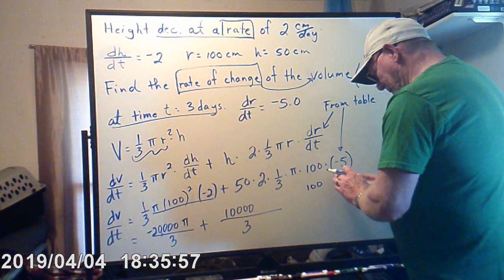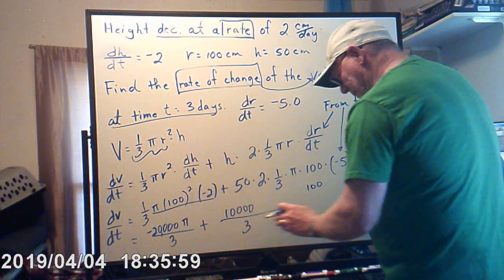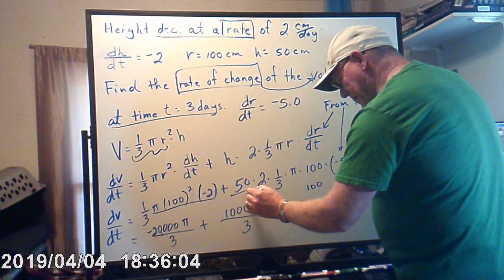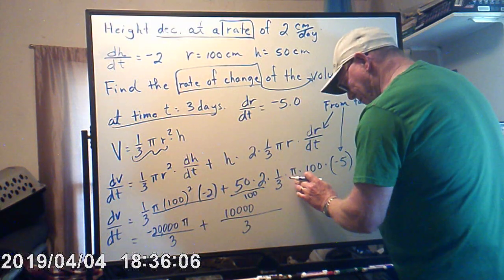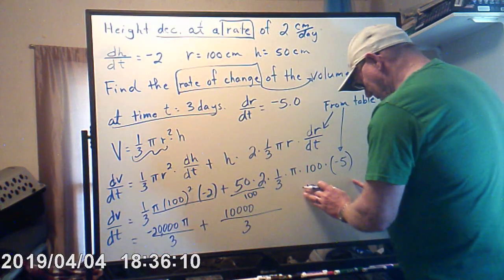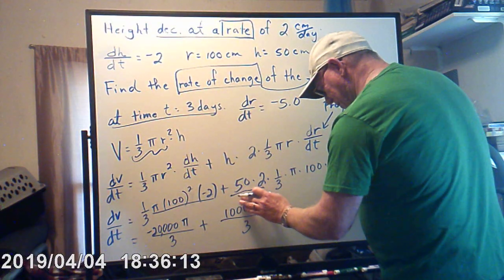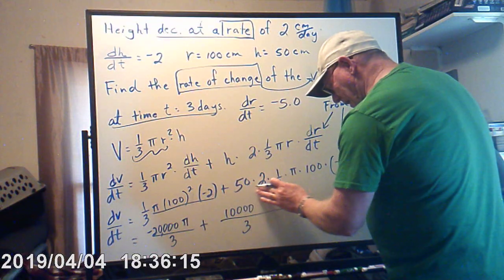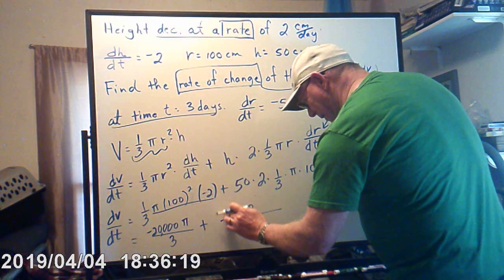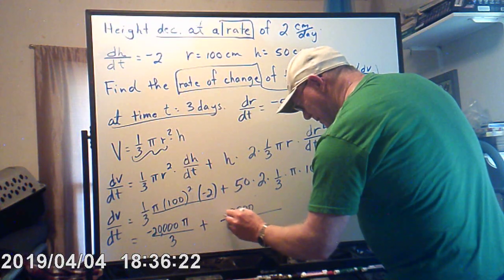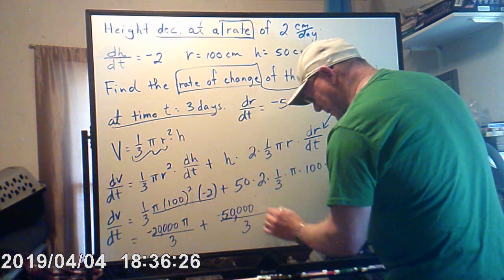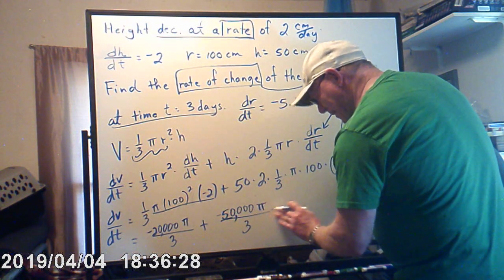And of course, we've got to multiply that by -5. So 100 times 100 is 10,000, and then 10,000 times -5 is -50,000. I don't know why I keep saying 5,000. And then tack on the pi at the end, okay?